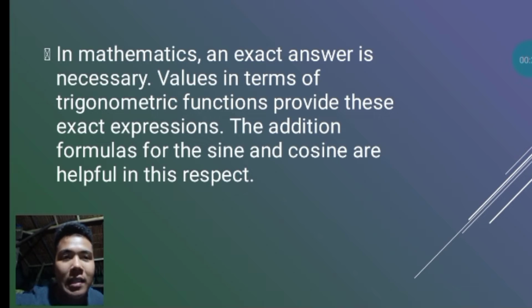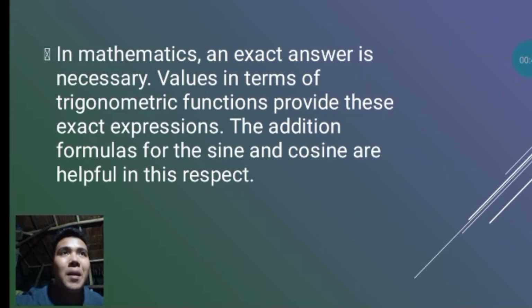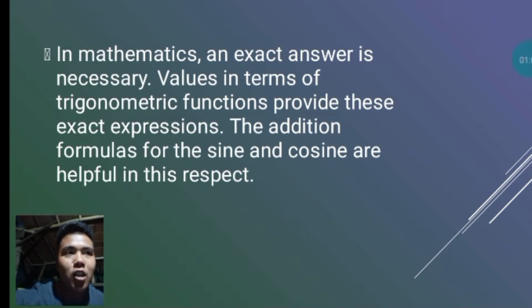So, in mathematics, an exact answer is necessary, right? Values in terms of trigonometric function provide these exact expressions. The addition formulas for the sine and cosine are helpful in this respect. We all know that in mathematics, an answer should be in a reduced form, right? For example, you have an answer of 2 over 10. You can reduce it into 1/5.